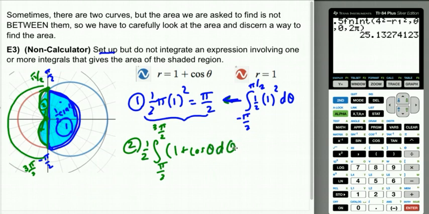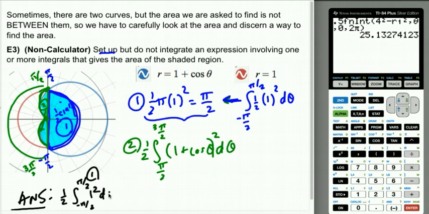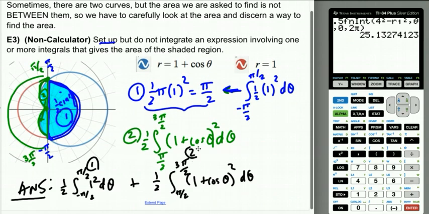One way you'll see this is that my answer could be written as the two separate integrals. So area 1, which was the integral from negative pi over 2 to pi over 2 of, I can put the 1/2 in front if I want, 1 squared d theta, plus the area of the thing I called number 2, which is the integral from pi over 2 to 3 pi over 2 of 1 plus cosine theta quantity squared d theta. So that's one way you might see that answer: area 1 plus area 2, and that's the whole thing.